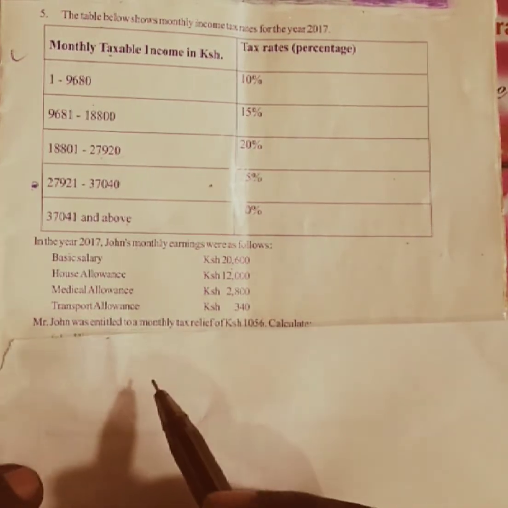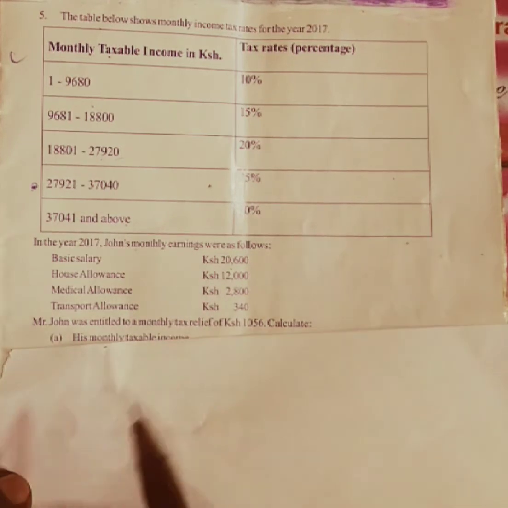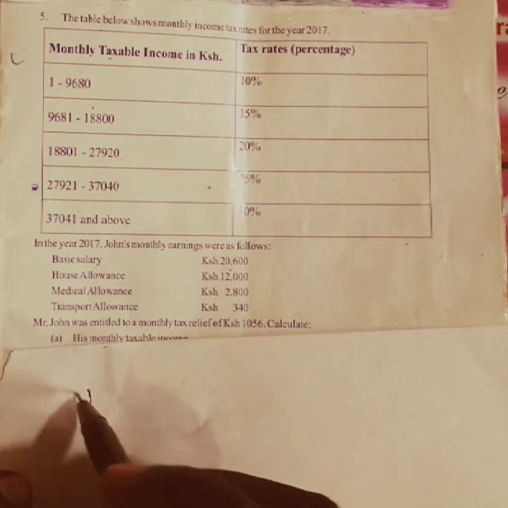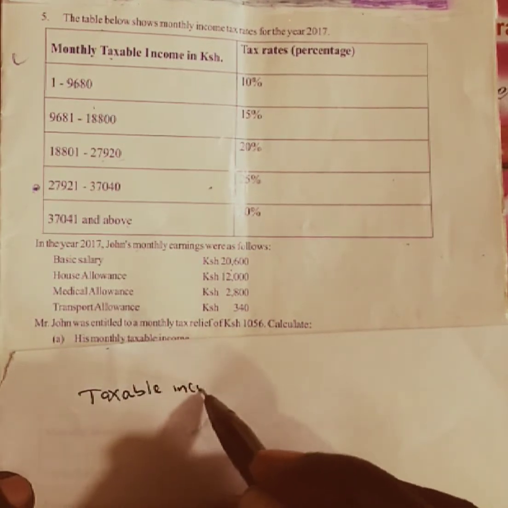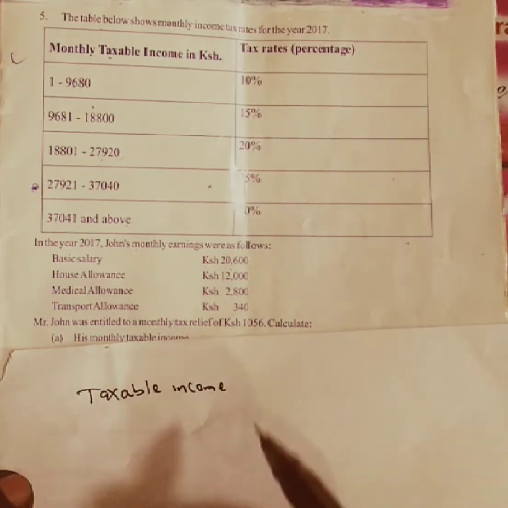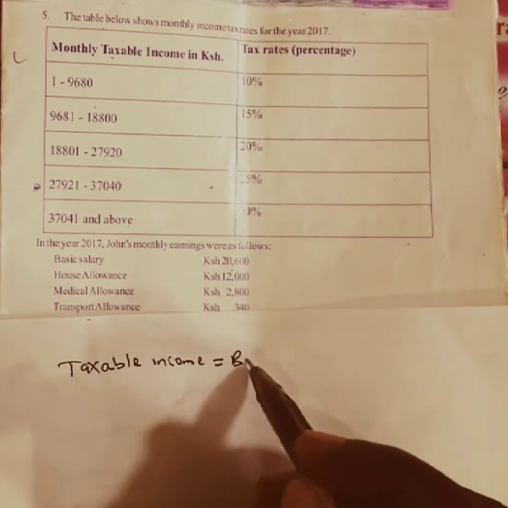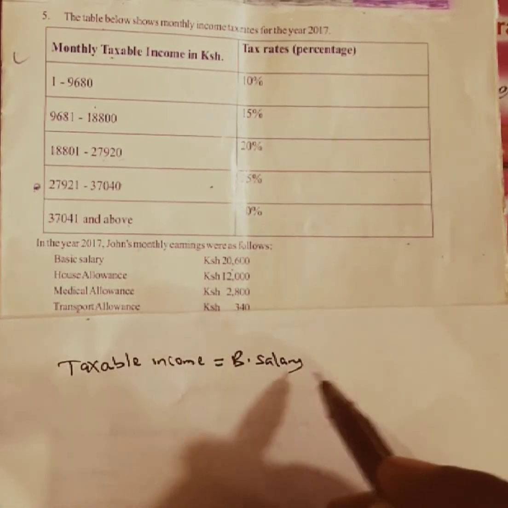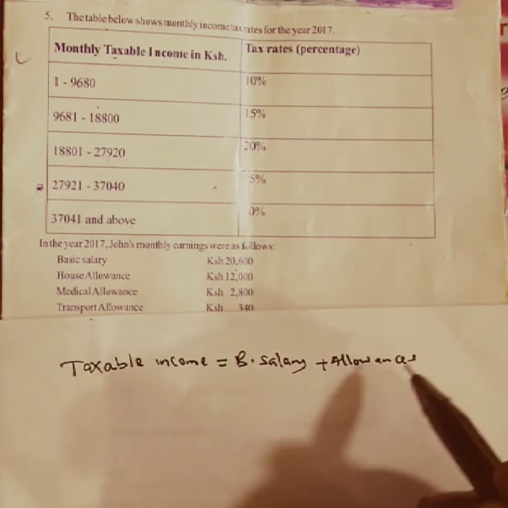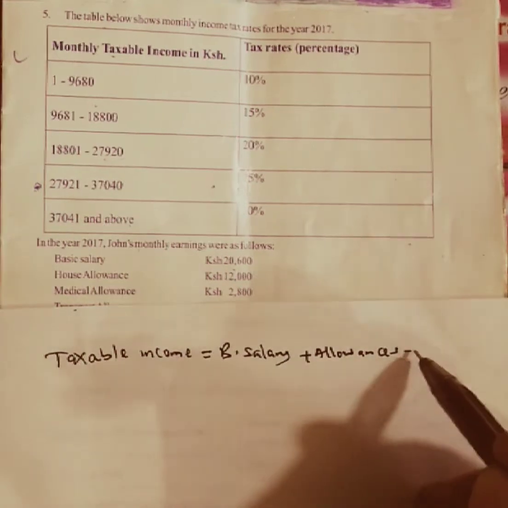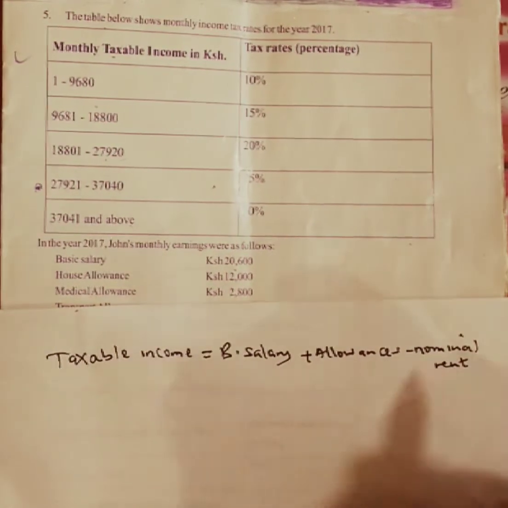The first thing we are supposed to do, given the basic salary and all the allowances, is to start by calculating what we call taxable income. And to get taxable income, we take the basic salary, we add all the allowances minus nominal rent, that is in case nominal rent has been mentioned.